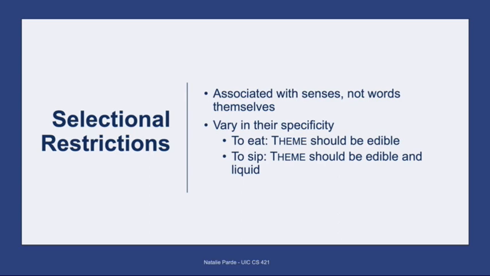Selectional restrictions are associated more specifically with senses of words rather than the full words themselves. This means that in cases where a word has multiple senses, each sense of the word might have different selectional restrictions. They also vary quite a lot in how specific they are. In some cases, they may create narrow constraints, whereas in others, they're much more generous with respect to the types of arguments they'll accept. For example, the verb to eat might constrain its theme to edible things, but the verb to sip might constrain its theme to edible things that are also liquids.